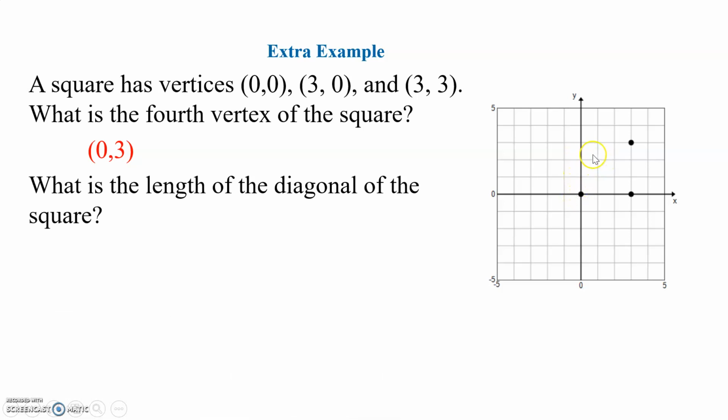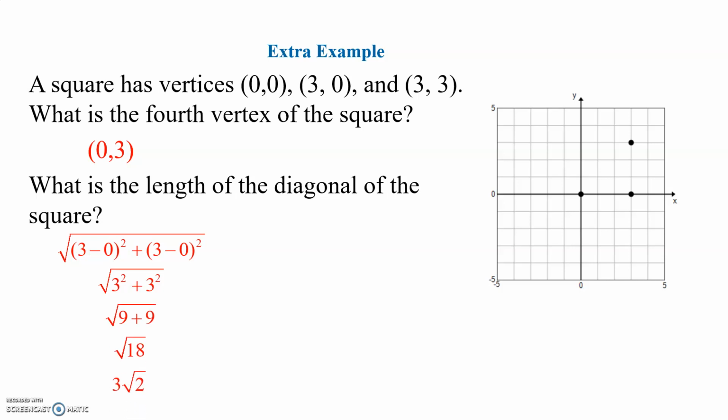What is the length of the diagonal of the square? So the diagonal of the square would go from 0, 0 to 3, 3. So they use the distance formula, 3 minus 0 squared plus 3 minus 0 squared, 3 squared plus 3 squared, 9 plus 9, square root of 18. That's 18 is 2 times 9, and 9 is 3 times 3, so it'd be 2, 3, 3. So the 2 3's would come out and the 2 would stay in.